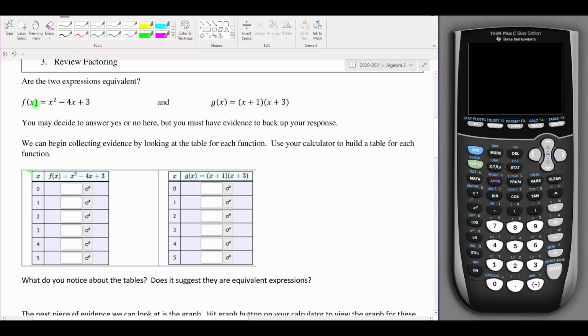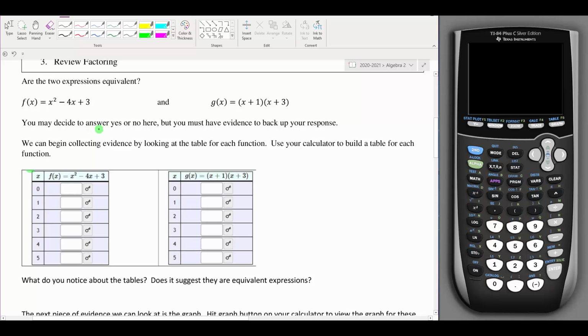So our two expressions here, we've got f of x and g of x. We've got x squared minus 4x plus 3. And then over here, we've got x plus 1 times x plus 3. So the question is, are these equivalent? And if you're familiar with factoring, you're probably wondering, well, this looks like it might be the factored form of this, but it's kind of hard to tell.